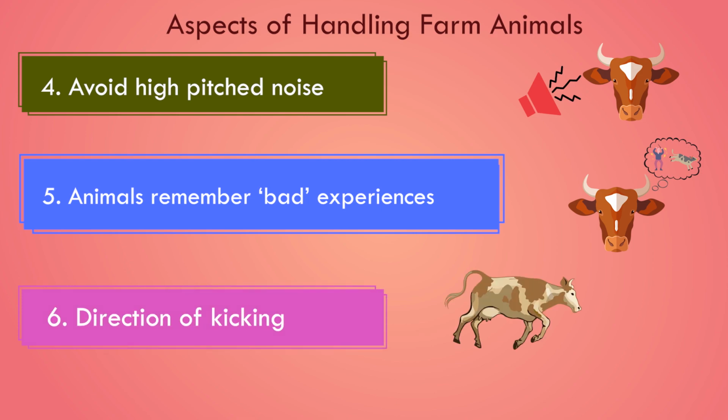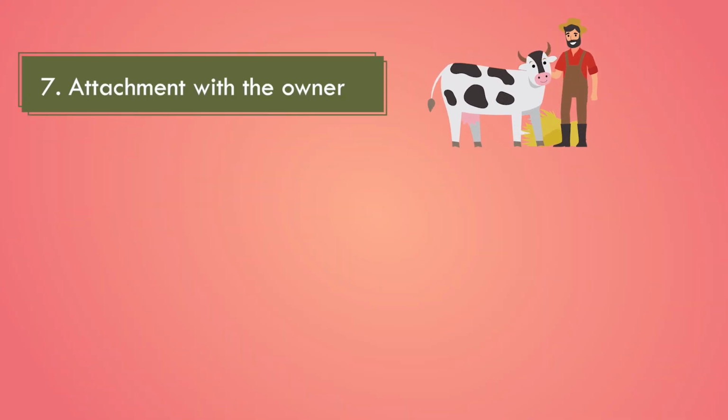Then the sixth point is direction of kicking. Cattle usually kick in a forward direction, then kick out and back in a swinging motion. The animal health worker must be aware of this kicking habit to avoid injury to self and to the animal. Then the 7th point is attachment with the owner. Animals are also very observant. They learn to watch and listen to their owners, even when they may appear to be inattentive.